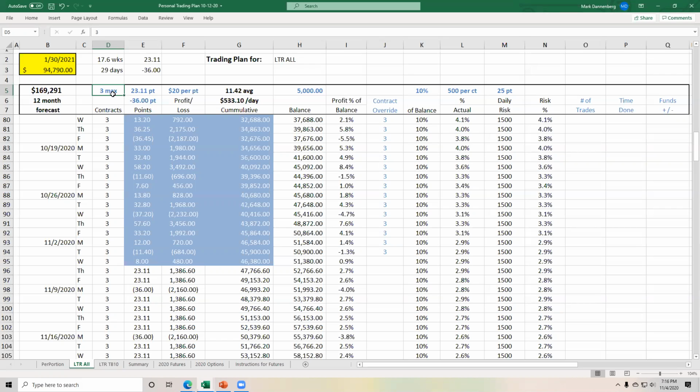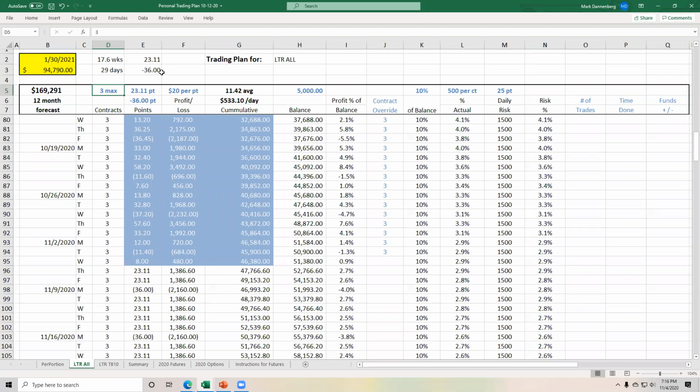Heck, if I put 50 contracts in there, which I don't think would be practical, but if I put 50 on there, the trading plan will not scale up to 50 contracts until there's sufficient funds in the account so that the margin requirement on 50 contracts would be less than 10% of the balance of the account. So we've limited it to 3.